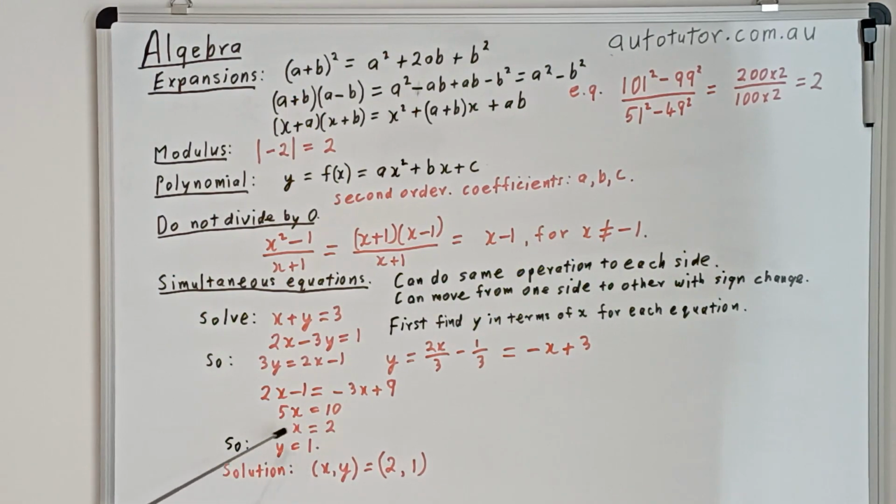So if x equals 2, we put 2 in here and we get y equals 3 minus 2 equals 1. So the solution to the problem is x equals 2 from here and y equals 1.